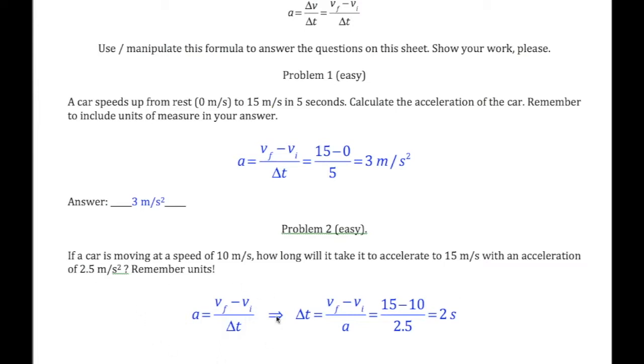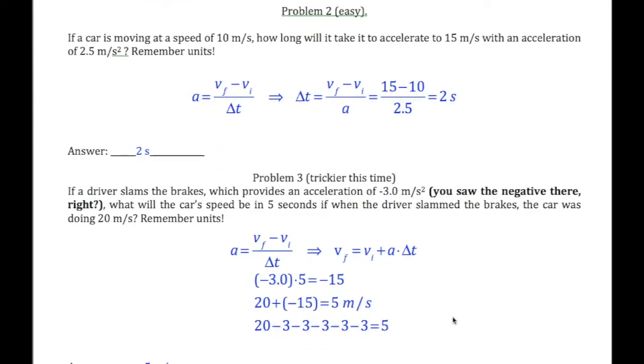It's still the acceleration formula, final minus initial for speed over time. When you're looking for something that is in the denominator originally, you just swap these two. So change in time would be the change in speed over acceleration. My change in speed was from 10 to 15, so 15 minus 10 is 5. Acceleration is 2.5, so 5 over 2.5 is 2. And we were looking for time, which is measured in seconds.